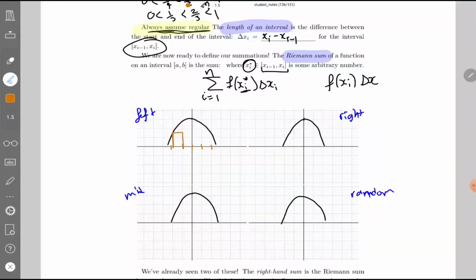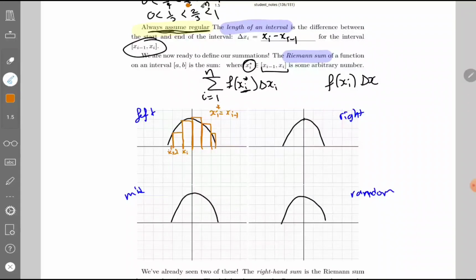For the left-hand side, we always grab from the left. Here we grab this rectangle, and then this rectangle, and then this rectangle. So this is one way, where xi star is equal to xi minus 1. It's the left-hand side.